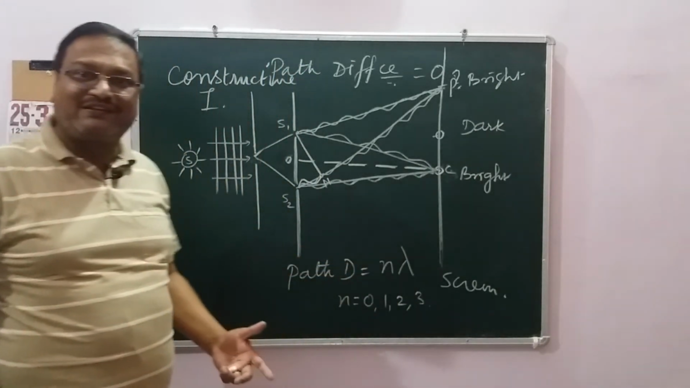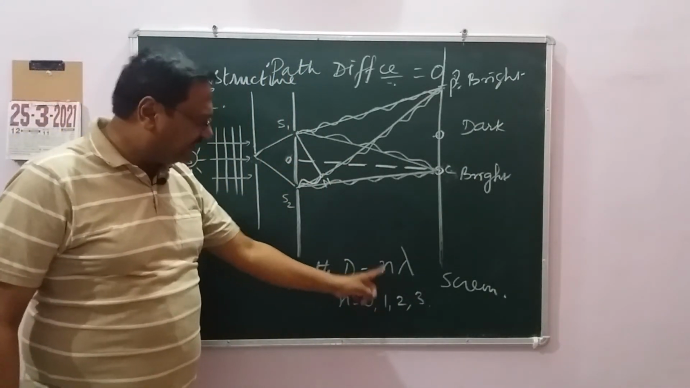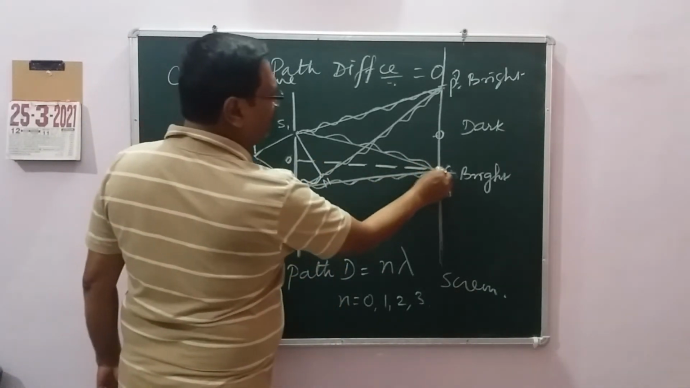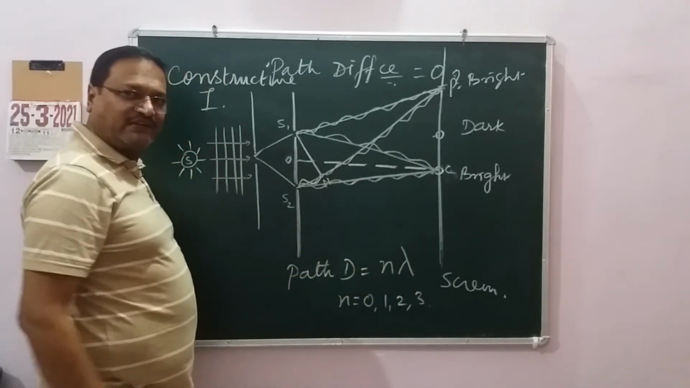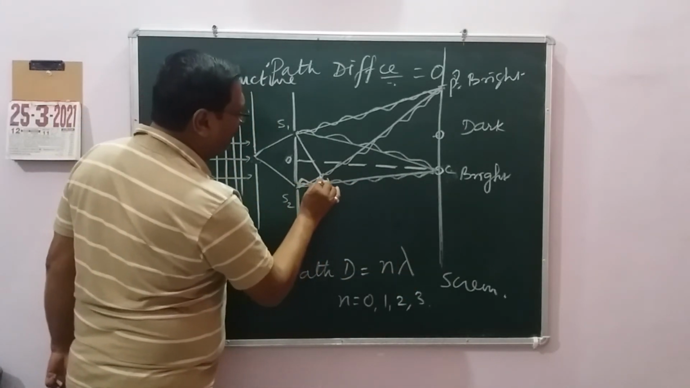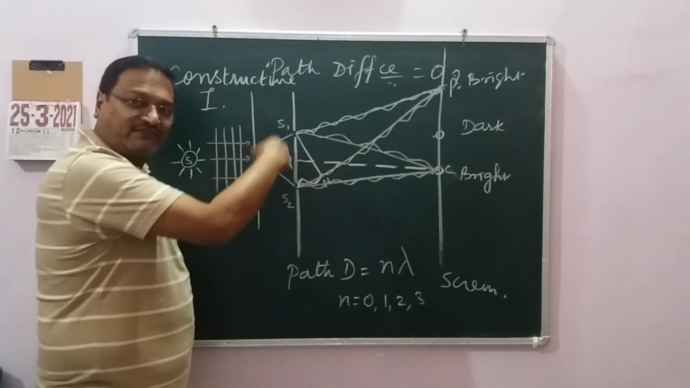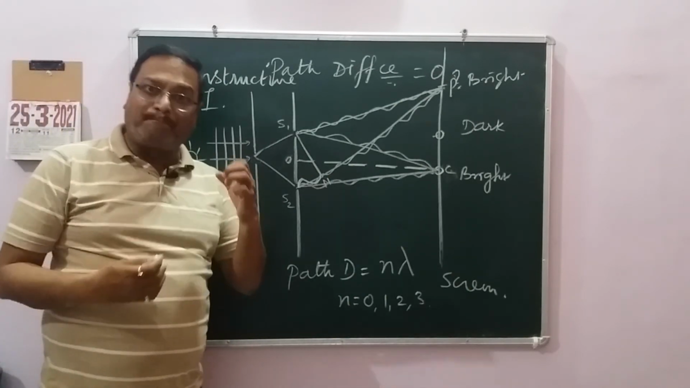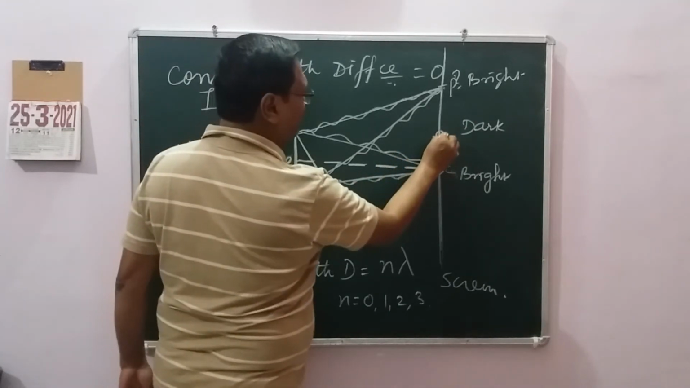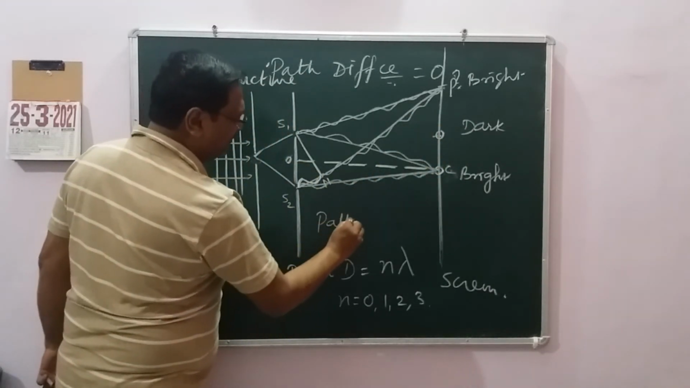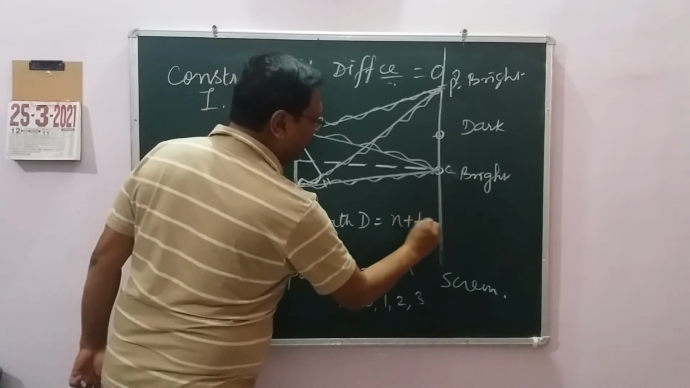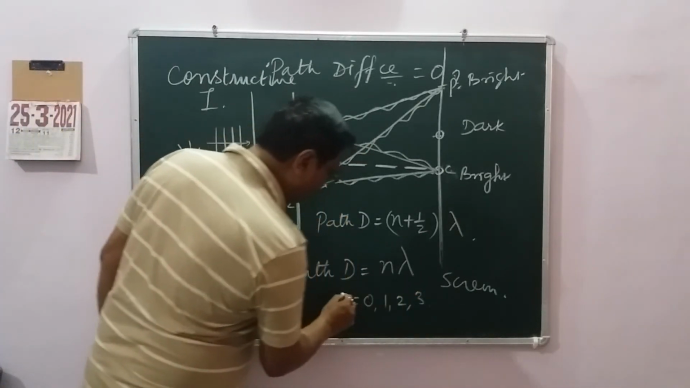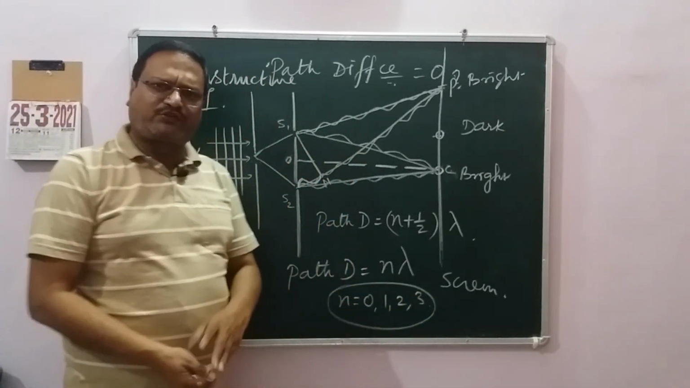So for it to be dark, what should be the path difference? You see, I said n can be 0. When n is 0, there is no path difference. Fine, the condition is satisfied. n equal to 1 means only one wavelength difference. 2 wavelength, 3 wavelength, you go on raising it, and that is going to remain a bright fringe. But for a dark fringe, the condition for path difference should be n plus half times lambda. n again takes the values 0, 1, 2, 3, 4, to infinity.